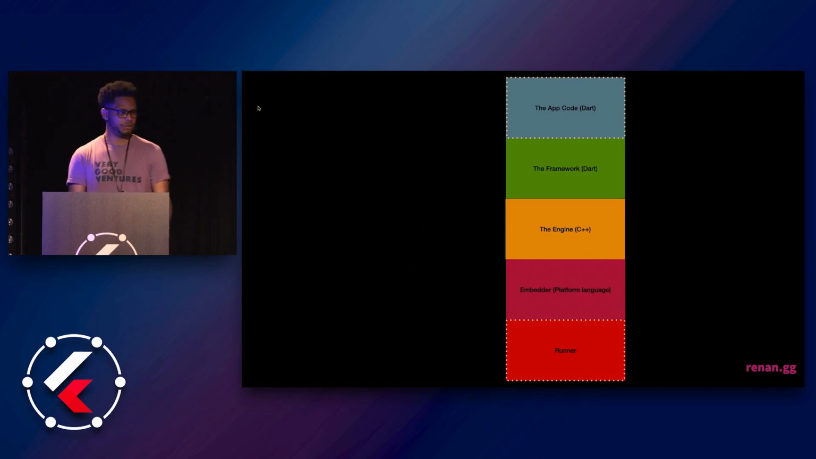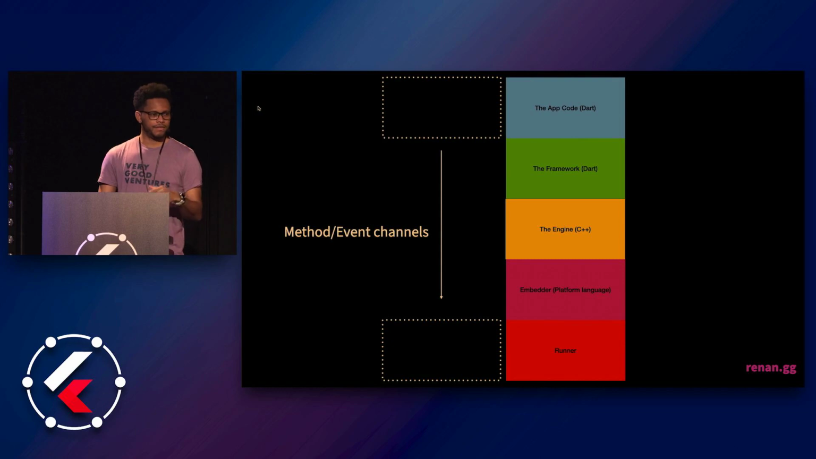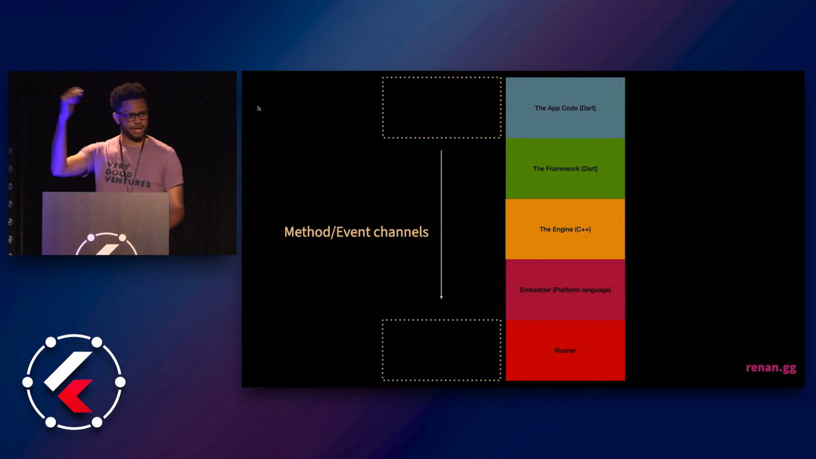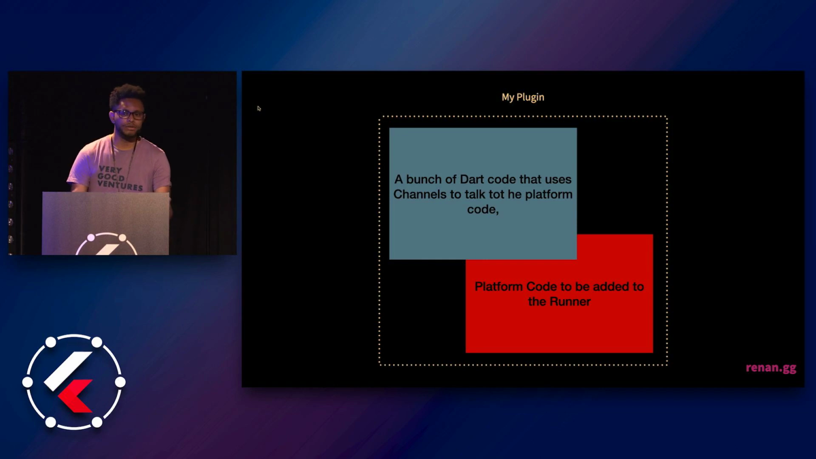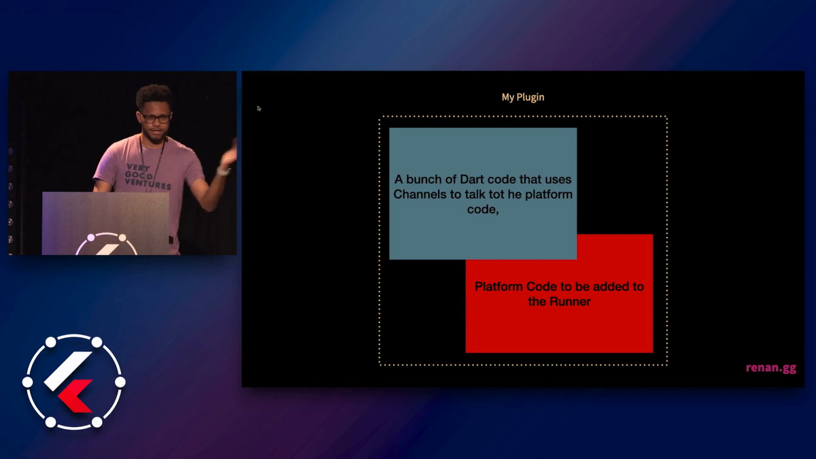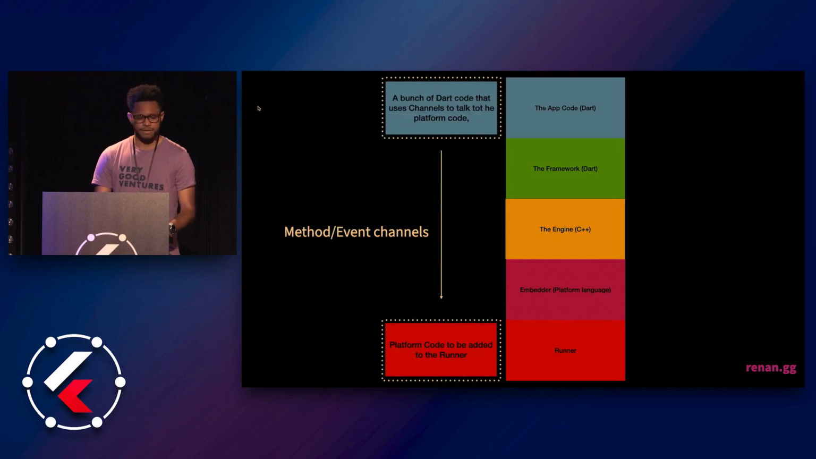And when we want to write a bridge between these two parts, we have something that we call method and event channels, that we can use from the Dart side to call native things that we write the counterparts of in the runner. Plugins are a way to modularize this. So plugins are usually part Dart and part native code, and the Flutter tool takes care of putting these two boxes together, especially the platform code embedded in the runner, and our Dart code is a Dart package. So yeah, this is how plugins work.